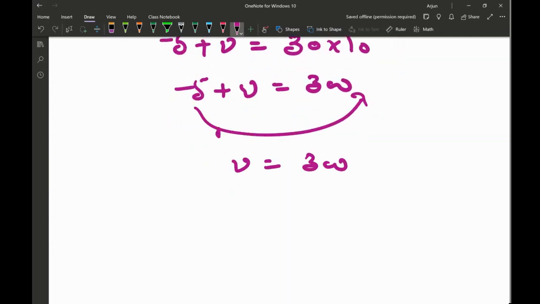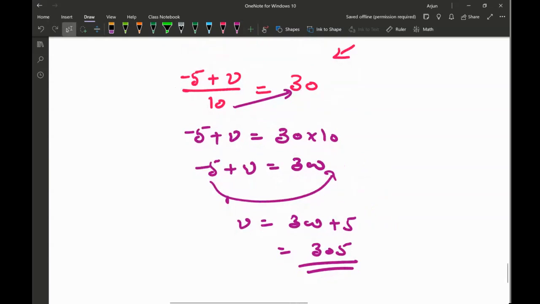V value will be 300 plus 5, which is 305. That's how you're going to simplify this question.